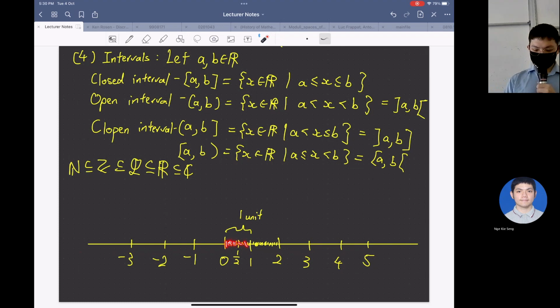That's why we got a line here. That's why we can draw a line here. We are not drawing like this. Because these spaces are filled with rational and irrational numbers. So actually it's a line.